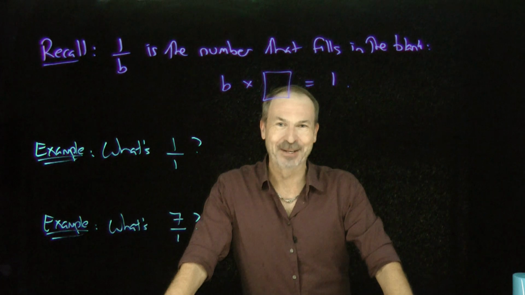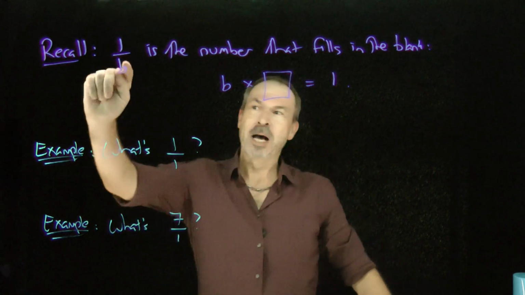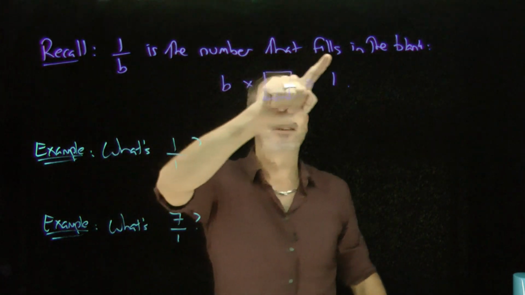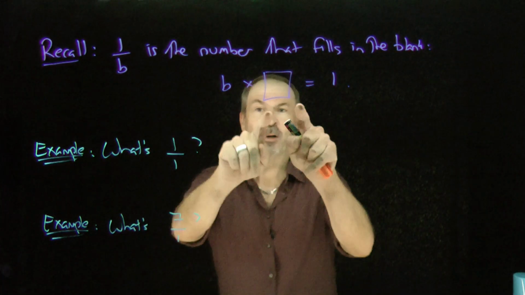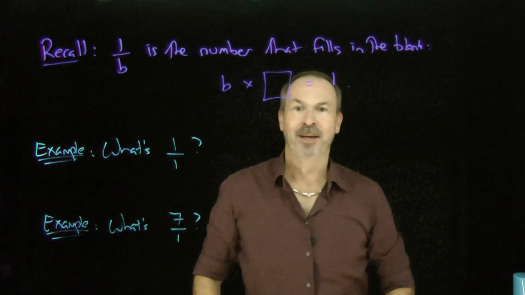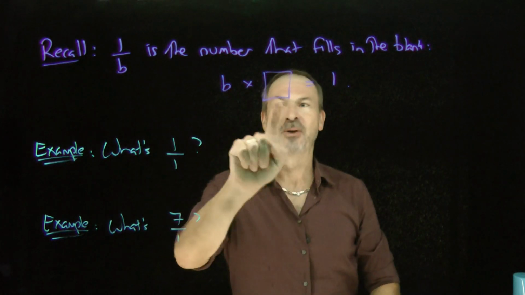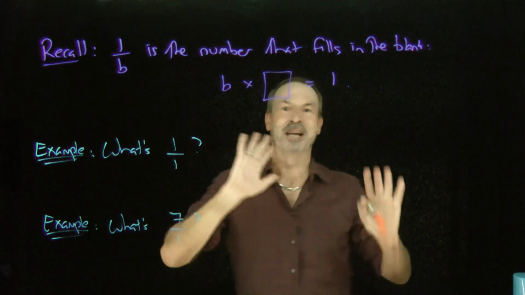Okay, the play continues. Recall that 1/bth by definition is the number that fills in the blank: b times 1/bth equals 1. That which multiplies by b to give the answer 1. So 1/2 times 2 equals 1, 1/3 times 3 equals 1, 1/4 times 4 equals 1, and so on.